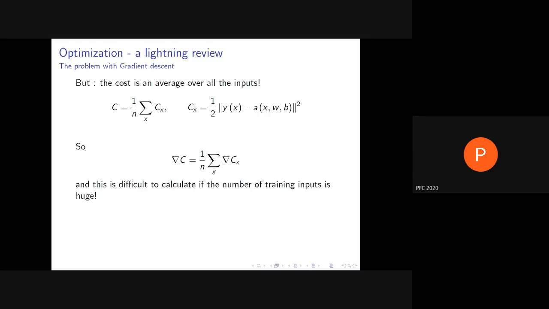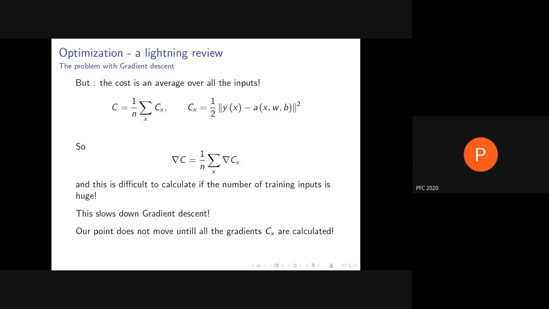Now, this slows down gradient descent a lot, which is why gradient descent is not what is used. If you really use gradient descent, it will move only when all the gradient CXs are calculated, then it's going to make one move. On the other hand, if you could use a part of the CXs to move down a bit and then start all over again, since you've already moved down a bit, you're getting closer to the bottom. It's natural that that's going to be better than waiting for all the calculation to be completed.